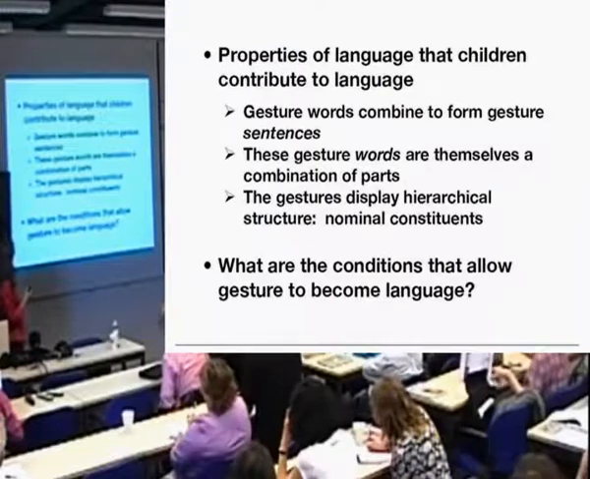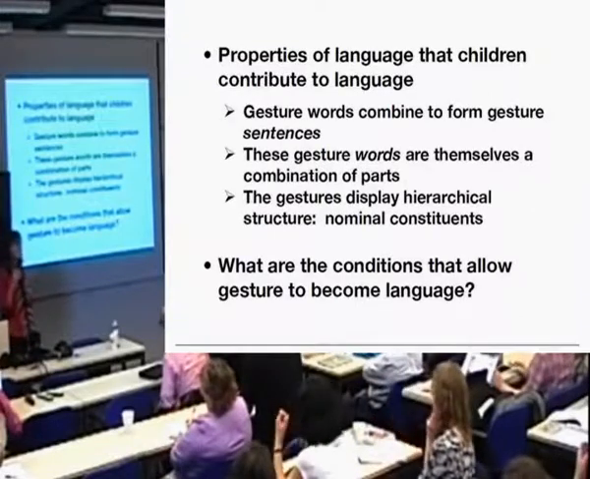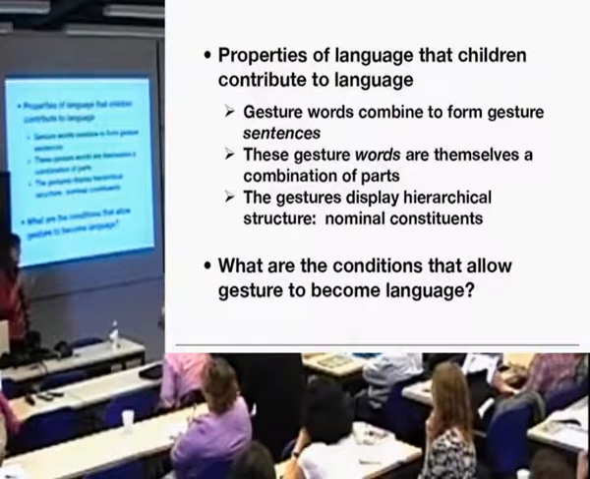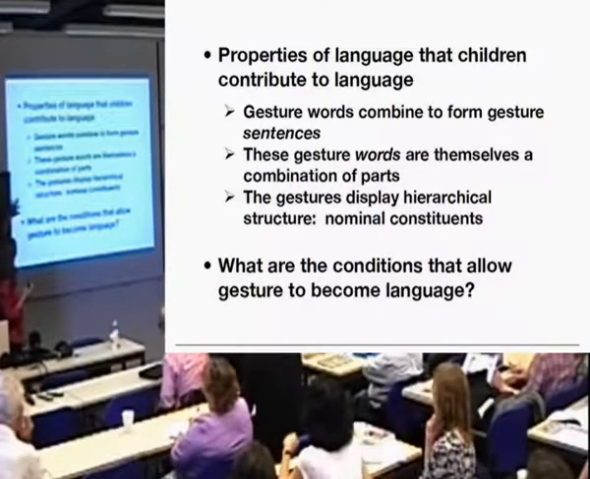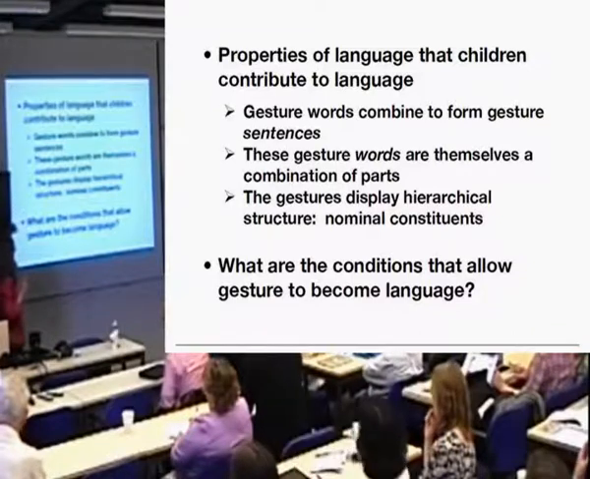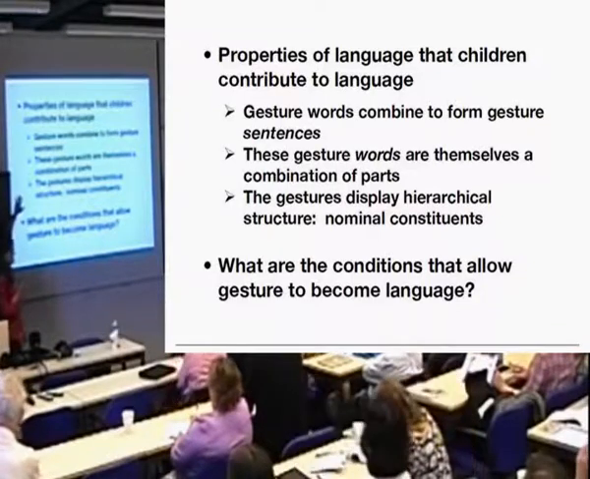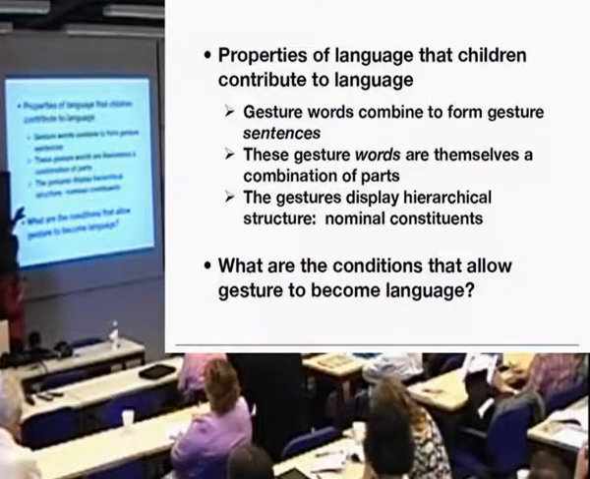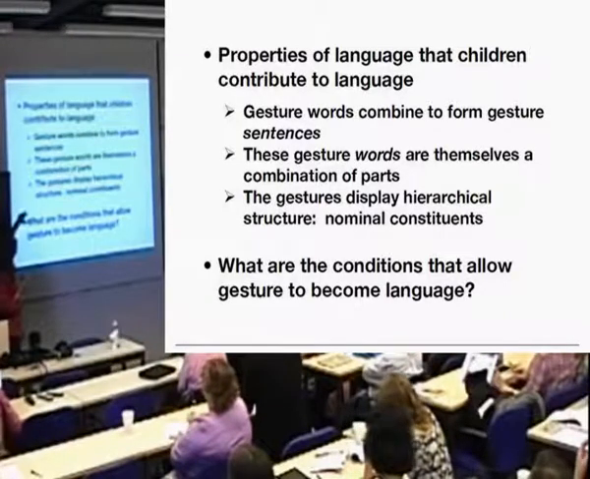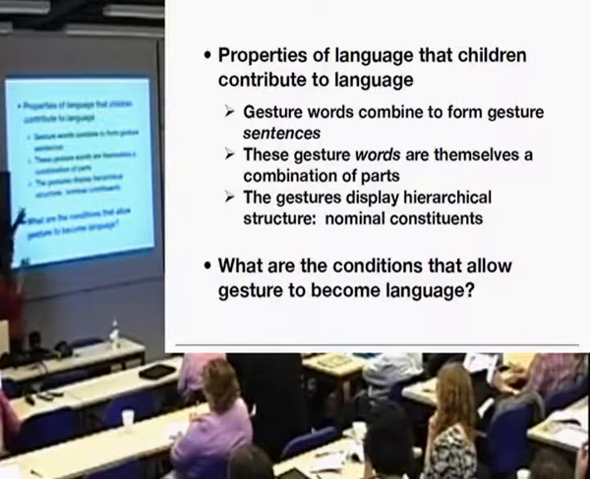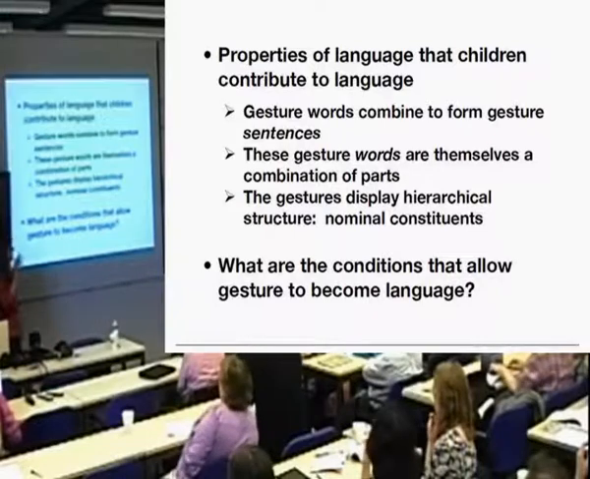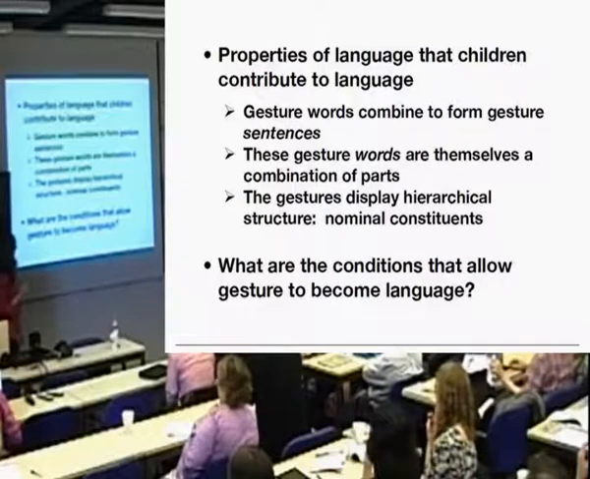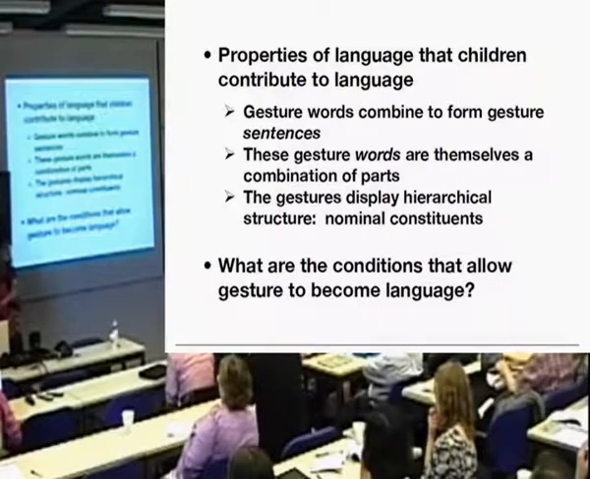First, the properties of language that children contribute to language, that is, the properties of language that are found in these deaf kids' home sign gestures, as they're called. I want to focus on three of them today. The three that you don't find in spontaneous gesture: that the gesture words combine to form gesture sentences, that these gesture words are themselves a combination of parts, and, the part that I'd like to spend some amount of time on, particularly given what Stan saw yesterday, whether the gestures display hierarchical, maybe a bit, we'll talk about that, structure, nominal constituents. And then I want to spend a few minutes at the end talking about the conditions that allow gesture to become language. Okay.